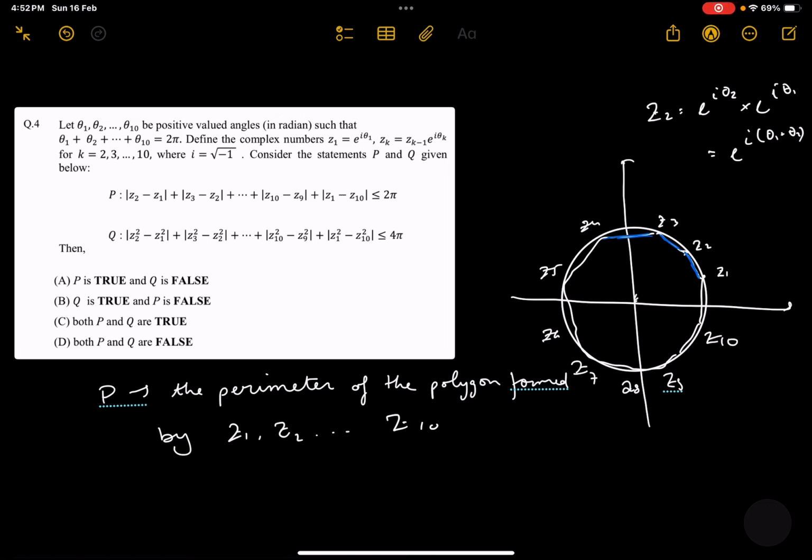This polygon is inscribed in the unit circle, so the perimeter cannot be more than 2 pi, because this side length is less than this arc length, this side length is less than this arc length, and so on. So the sum of all these side lengths must be less than the sum of these arc lengths, which is 2 pi. That gives me that the perimeter is less than 2 pi, so P is less than 2 pi. So statement P is true.